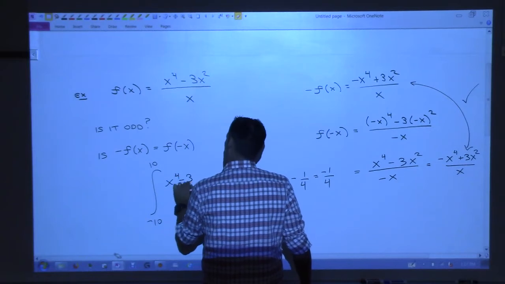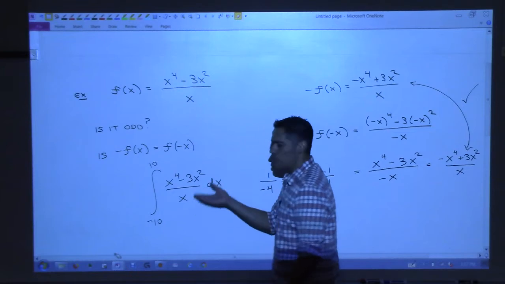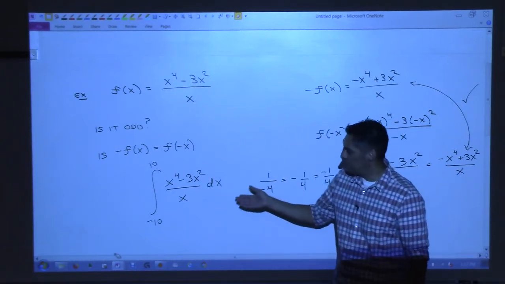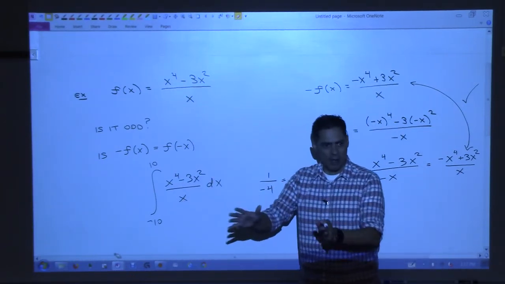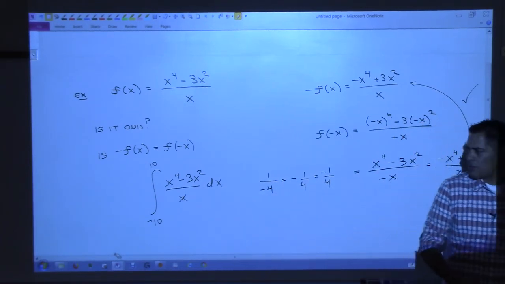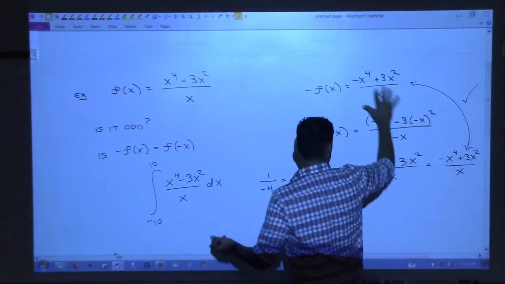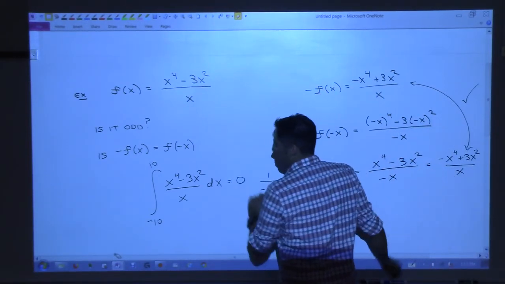So if you were asked to integrate from negative 10 to 10 of x to the fourth minus 3x squared over x dx, we could do this. We could split it into two different integrals and just use the power rule. But there's really no work that needs to be done. If we know this is an odd function, which we would have to verify, then we know the answer is 0.